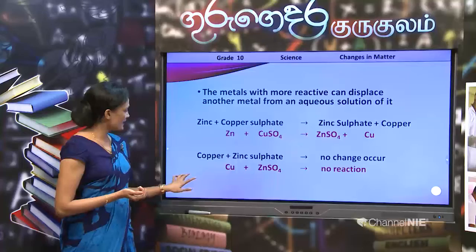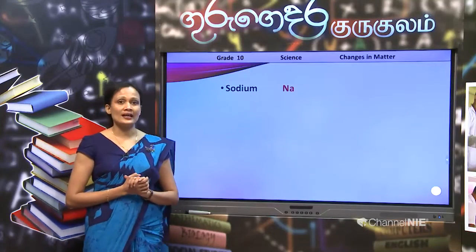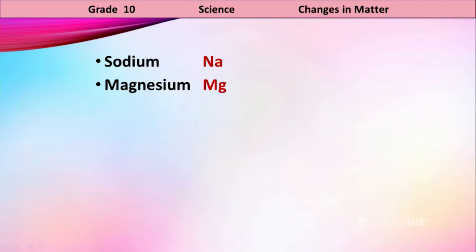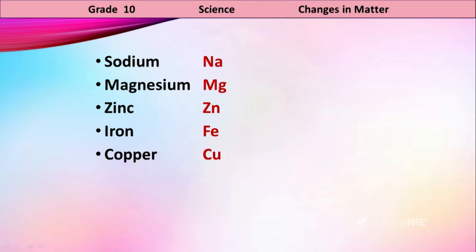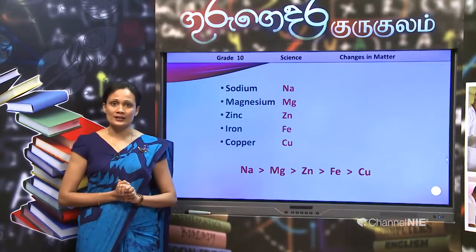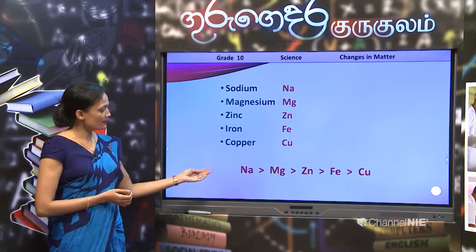Think about the metals that we used for the experiment. We used sodium, magnesium, zinc, iron and copper. If we arrange these metals according to their reactivity in the descending order, look at this one.